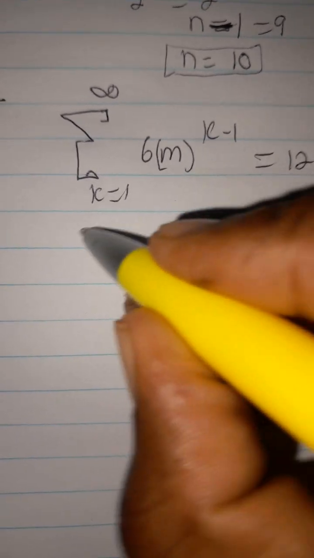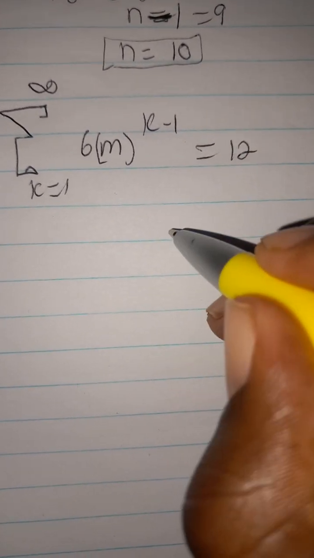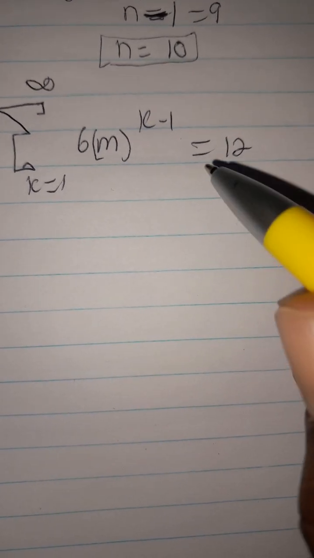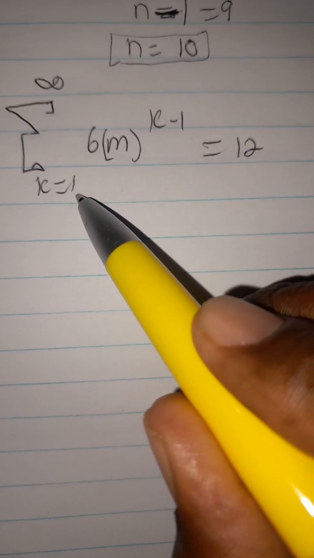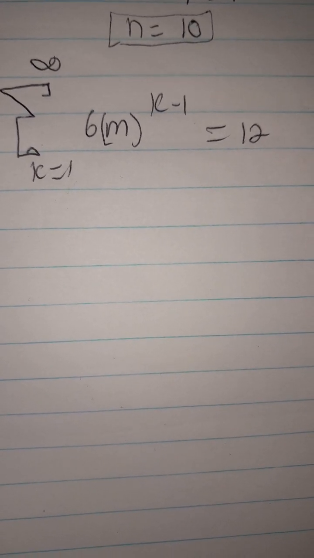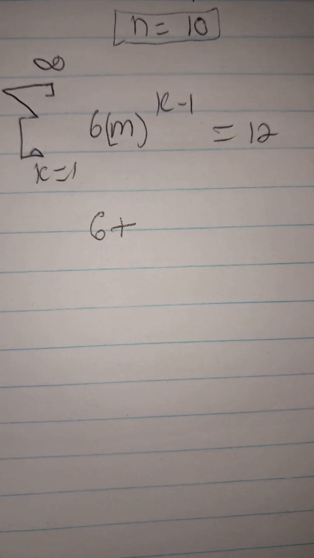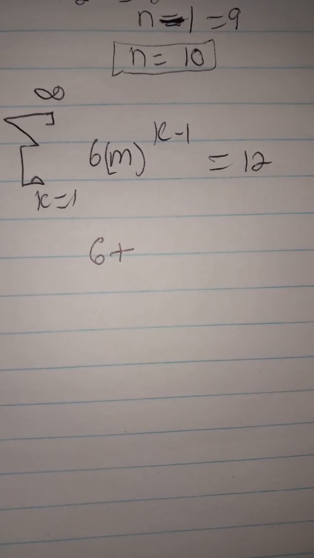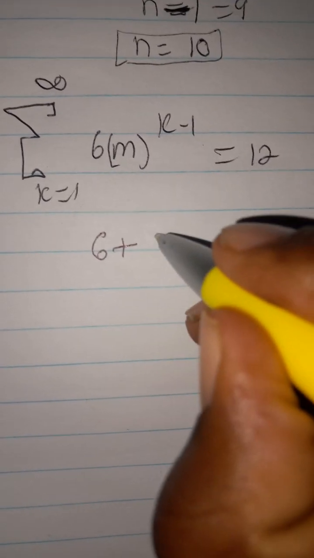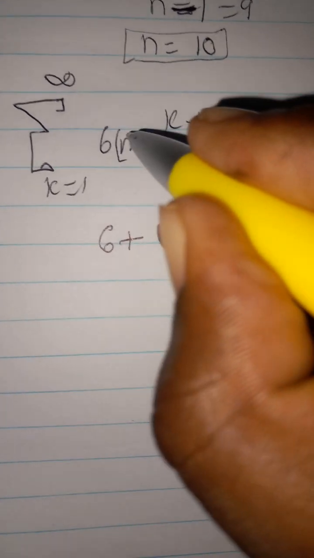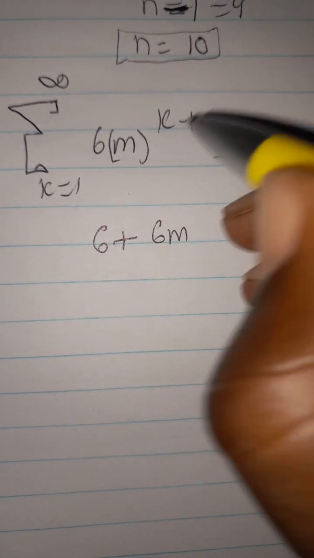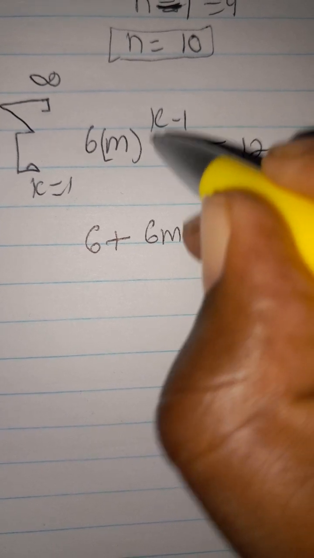At 2.2, we need to construct or formulate a series. So how do we formulate it? The starting point is 1. We put 1 here. 1 minus 1, that will be 0. m to the power of 0 is 1. 6 times 1 will be 6. That will be the first term. Let's put 2 now. 2 minus 1 will be 1. m to the power of 1 is m, so that will be 6m.